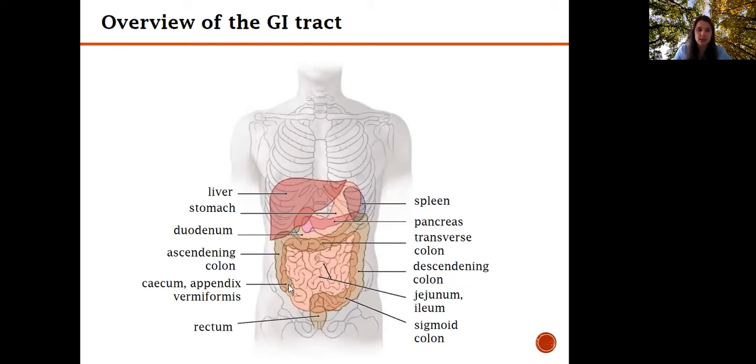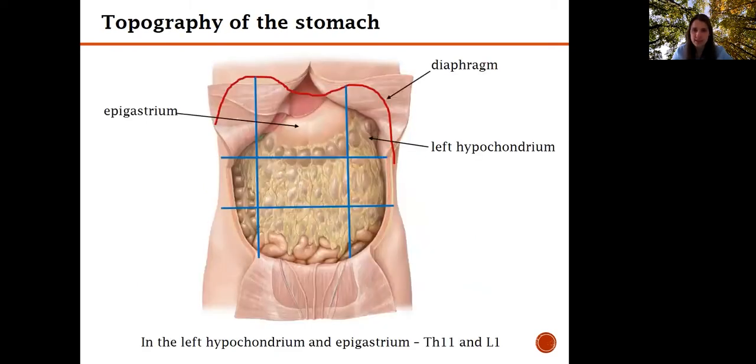cecum, which has the appendix. Vermiform is hanging from it. Then we have the ascending colon, the transverse colon, the descending colon, then the S-form sigmoid colon, and the rectum at the end. So we will go one by one and see the topography and the functions of these organs.